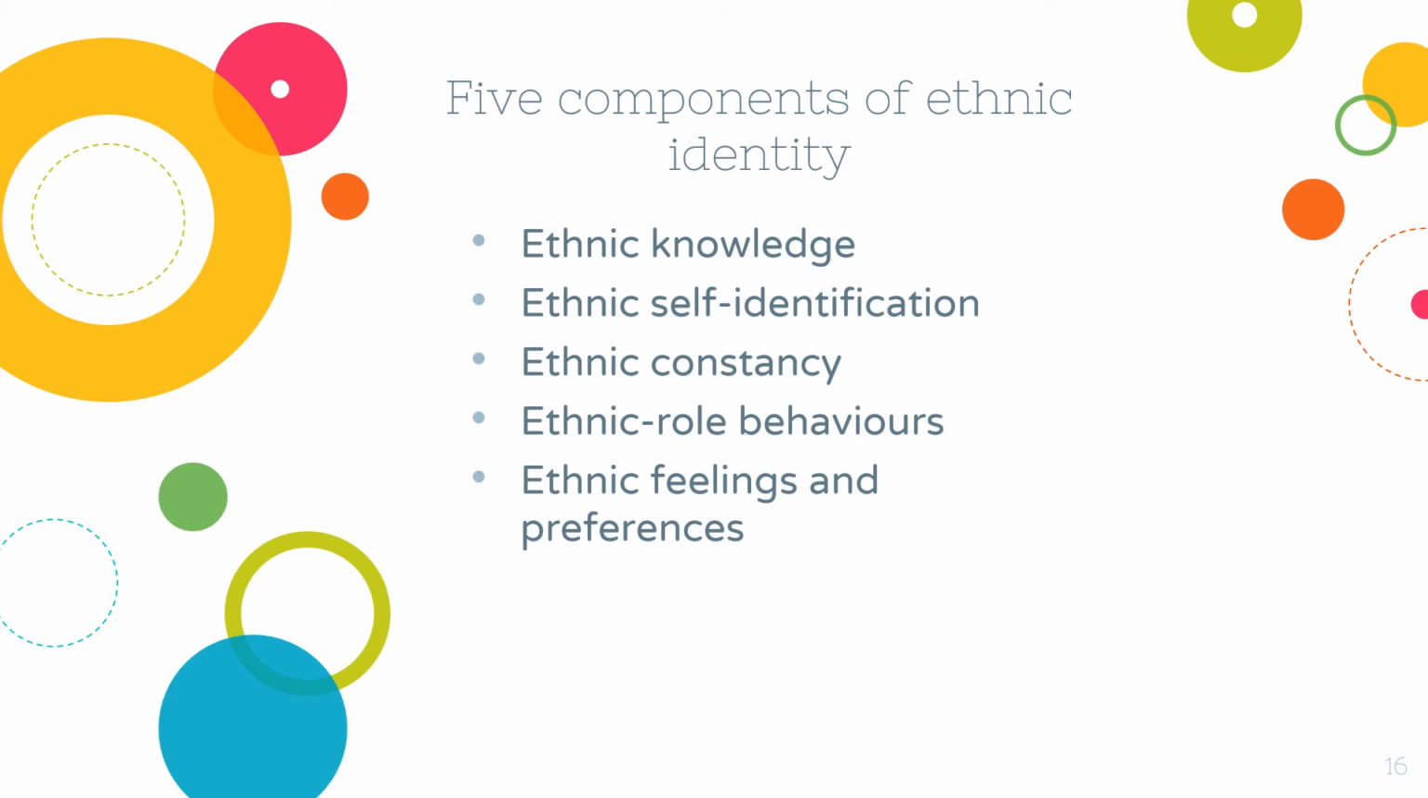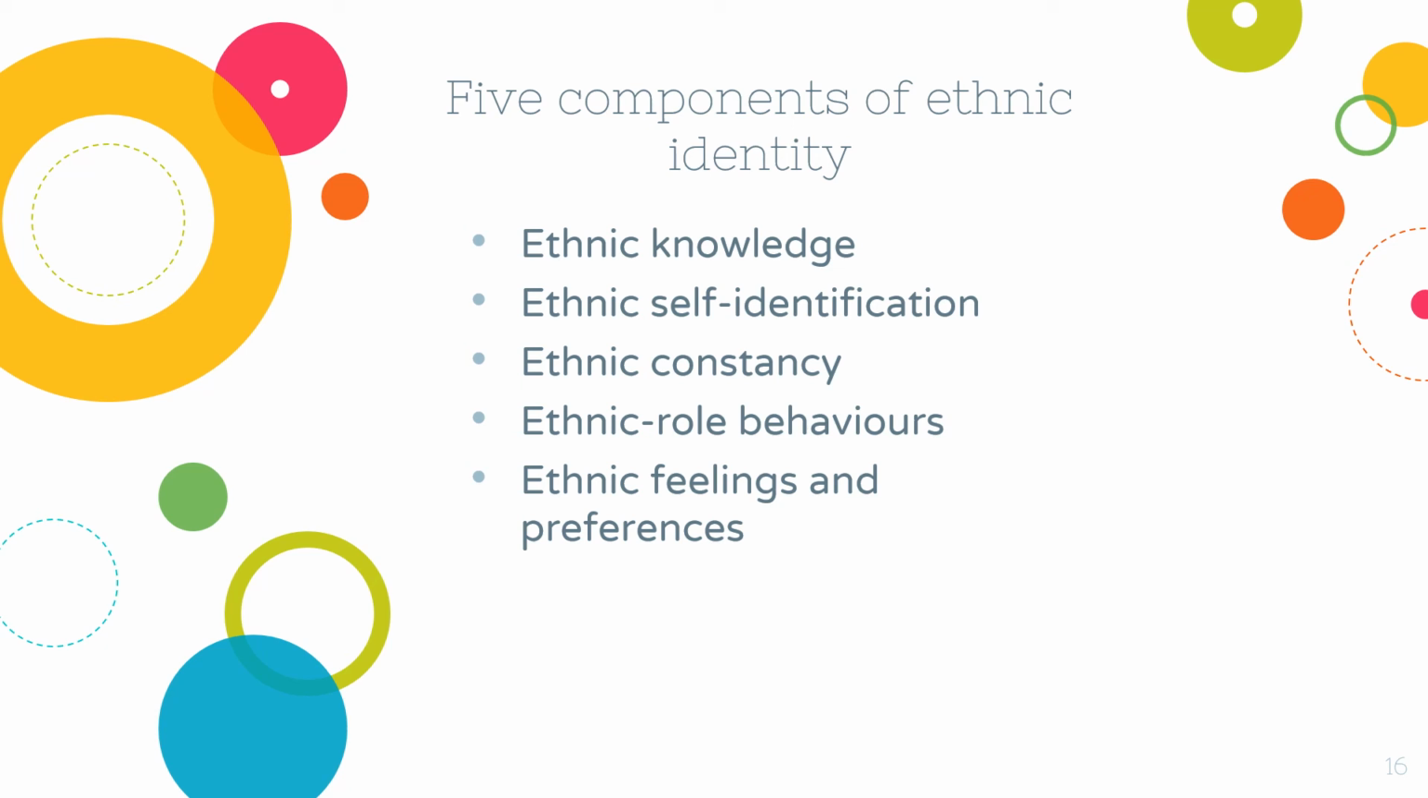For the young child who closely observes behaviors, the transmission of culture, ethnicity, and race is a critical component of his or her gathering of information. It can be assumed that the formation of racial self-concept and ethnic identity also develops along with other development of the self-identity and gender identity. Children's ethnic identity develops according to 5 components. This can be seen on the screen: ethnic knowledge, ethnic self-identification, ethnic constancy, ethnic role behaviors, and ethnic feelings and preferences.